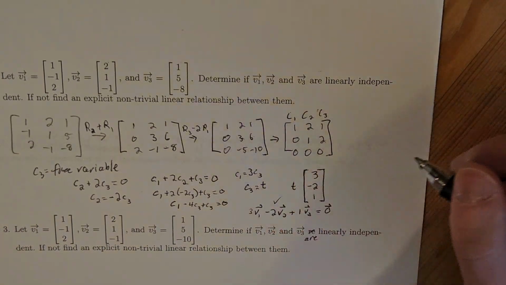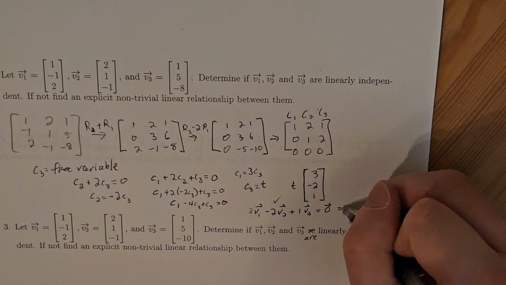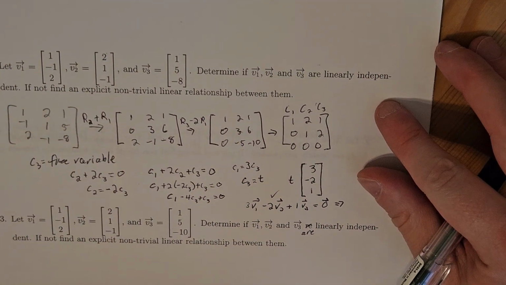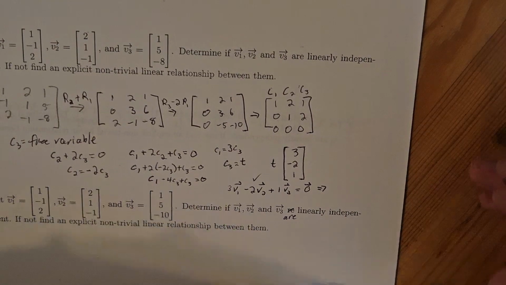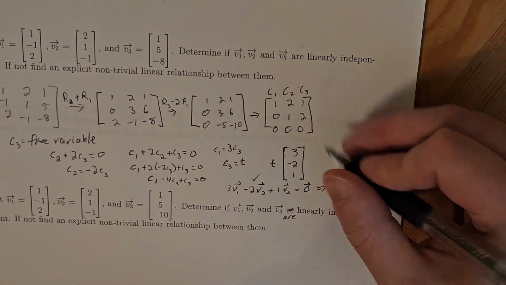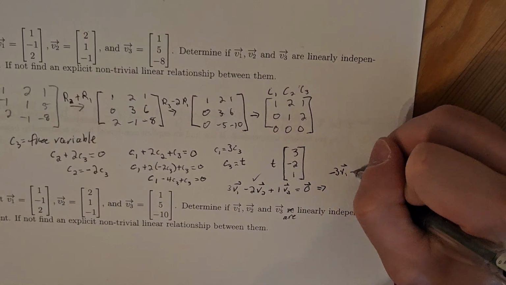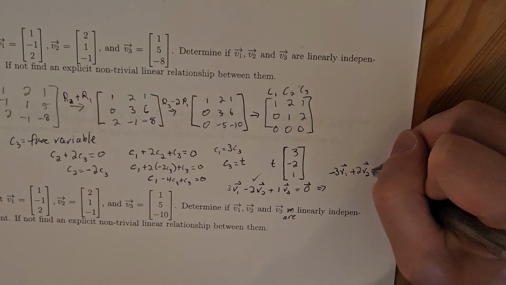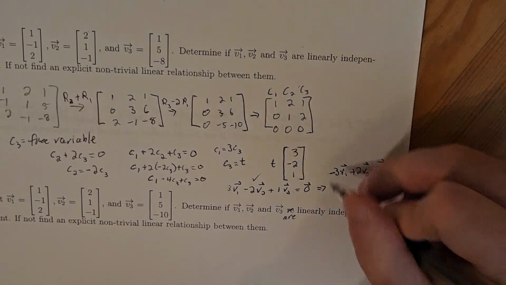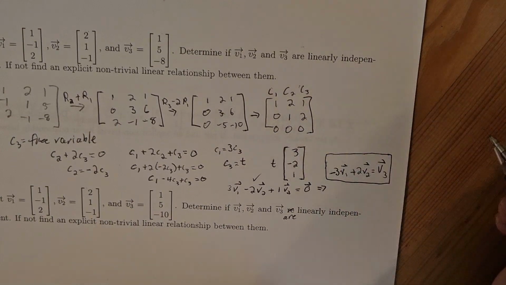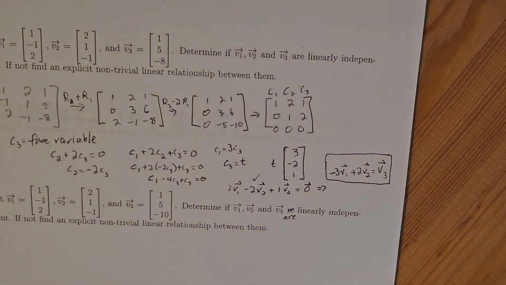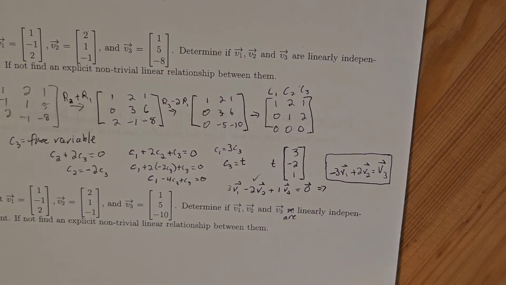So we did find a non-trivial solution, and we can use this to write V3 in terms of V1 and V2. In particular, if we solve for V3 and then multiply by -1, we get -3V1 plus 2V2 is equal to V3. And we have finished our problem by writing one of those vectors in terms of the other two. It did not matter which one you solved for. Just solving for V3 and writing that in terms of the other two was certainly faster, I think, just because we didn't have to divide by any coefficient.